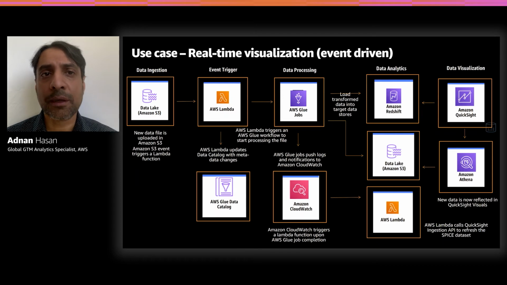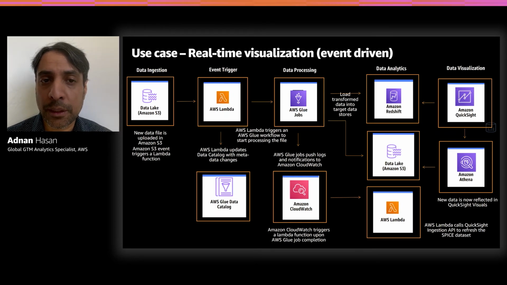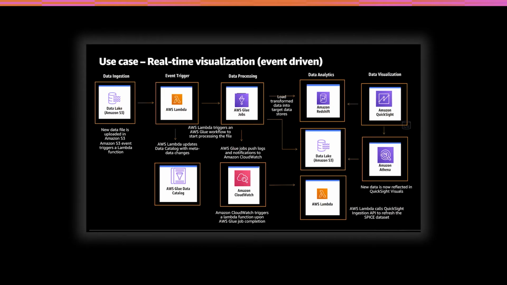If you're using SPICE as the cache layer, then we can have another AWS Lambda trigger to call an API in QuickSight to do the ingestion. And that way, the ingestion will refresh the dataset in QuickSight, and the newly uploaded data would be reflected in QuickSight.